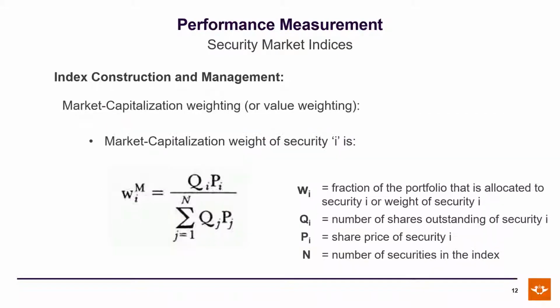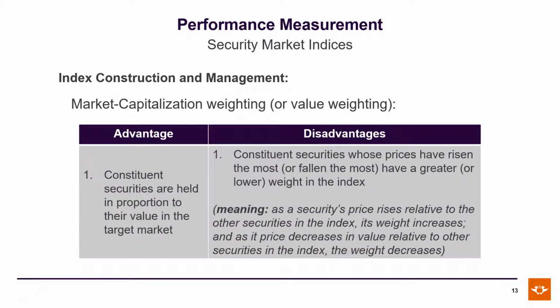Market capitalization is the price of a share times the number of shares in issue. So using a market capitalization weighting means taking an individual company's market capitalization and dividing it by the total market capitalization of the constituent securities in your index. The advantage of a market capitalization weighting is that securities are held in proportion to their value in the target market. The disadvantage is that if you have a significant rise in prices or a significant fall in prices, then their weights in the index will be higher or lower than they should be.